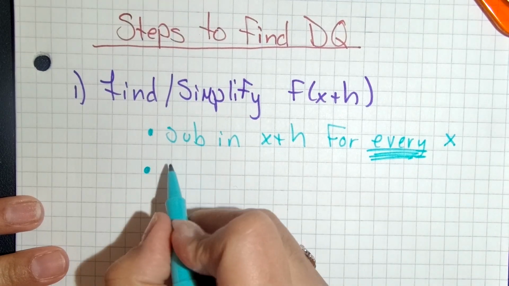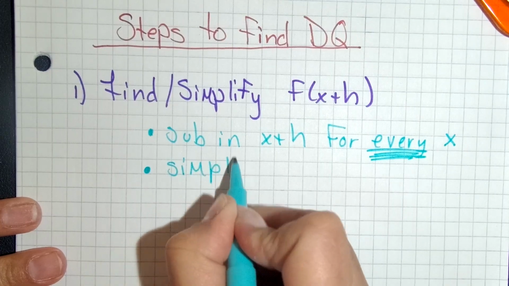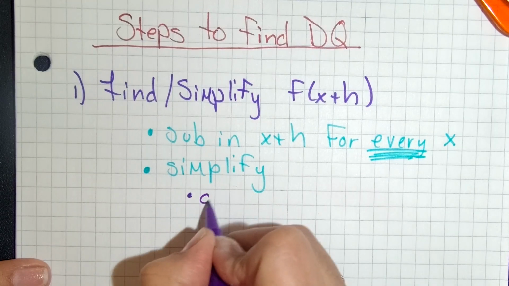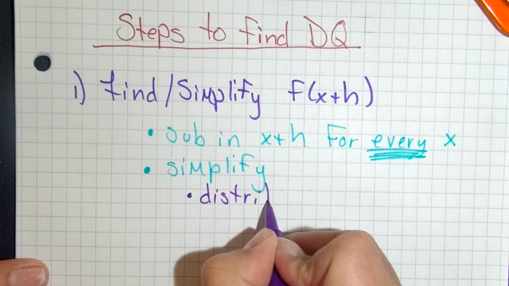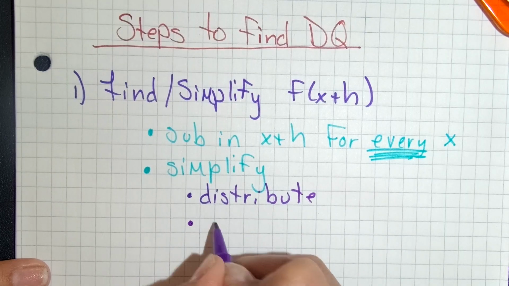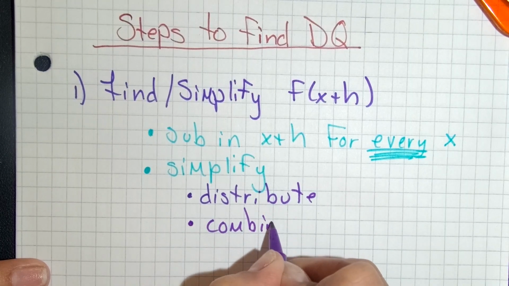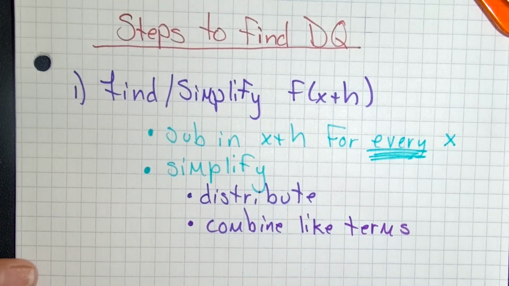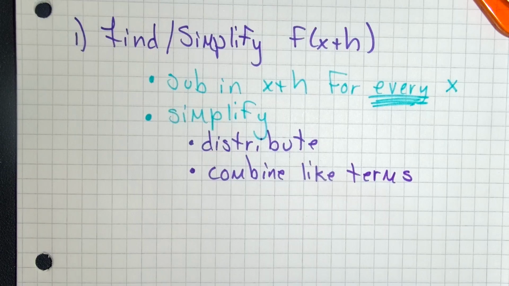When you do that, you're going to need to simplify. That means you might need to distribute. That means you might need to combine like terms, if there are any, okay? So it's not simply just substituting in. You've got to try to simplify as much as possible because it will make all the remaining steps easier.